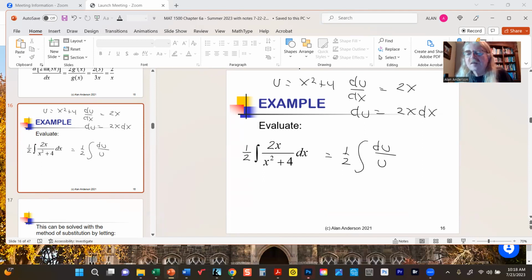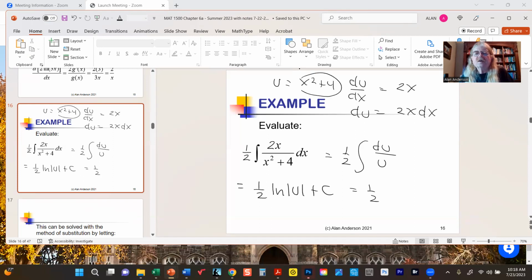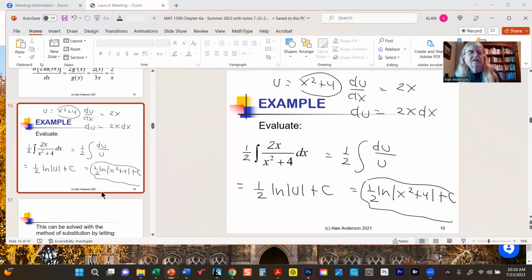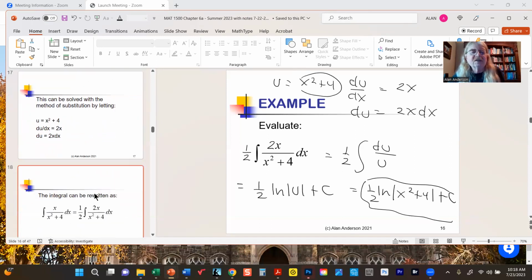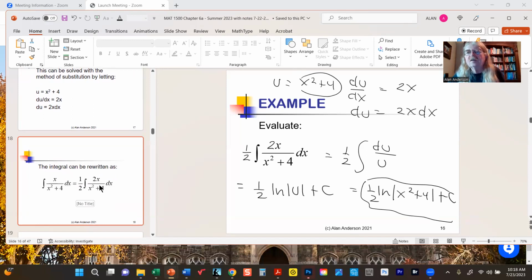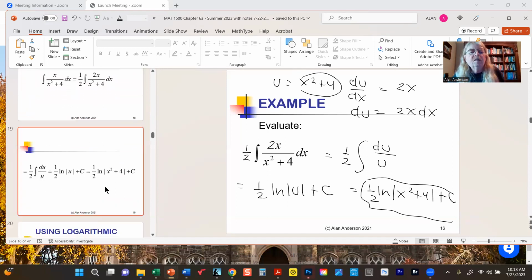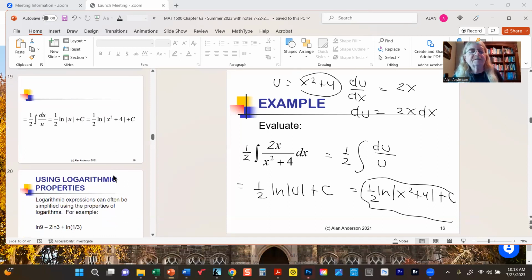So clearly this is going to wind up being a logarithm: 1/2 natural log absolute value of u plus c. And now we just simply substitute for u our x squared plus 4. All right, well, that was pretty straightforward. But again, obviously, if you chose the wrong u, you're going to end up with a messier expression than you started out with. But once you've got it done, you can see it's a very straightforward process.